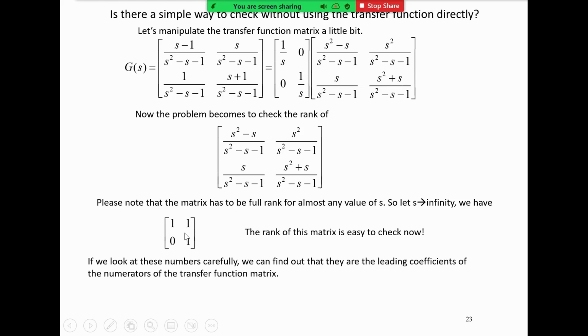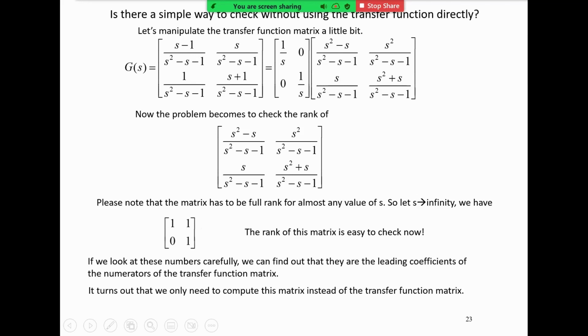But let's look at those 4 numbers carefully. Actually, we can find out that those numbers are the leading coefficients of the numerators of the transfer function matrix. So this is the transfer function matrix. If I look at the leading coefficients of the numerator, the leading coefficient for s is 1, here it is 1, here it is 1, but here there is no s, right? That's why the corresponding leading coefficient is 0. That's the meaning of those 4 numbers.